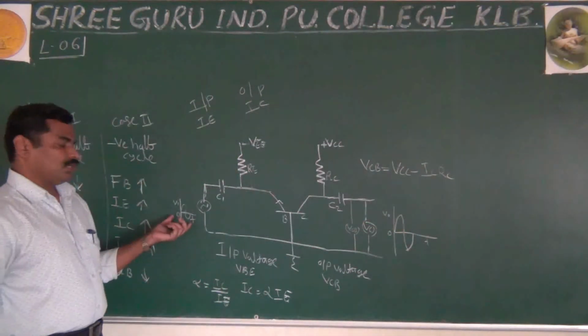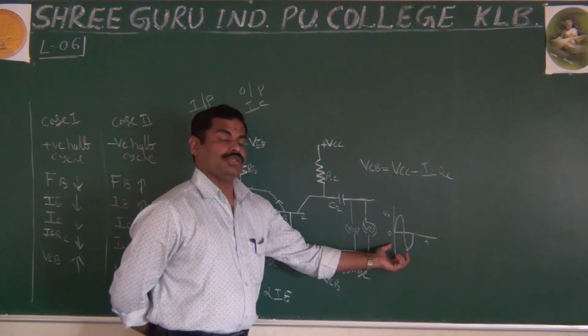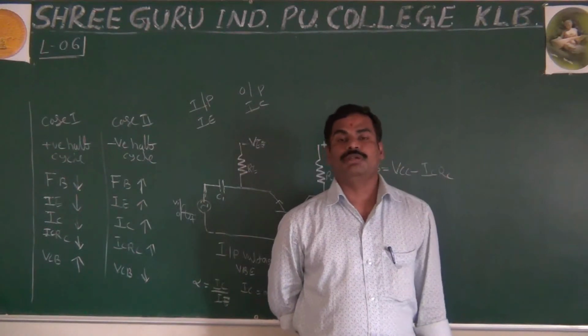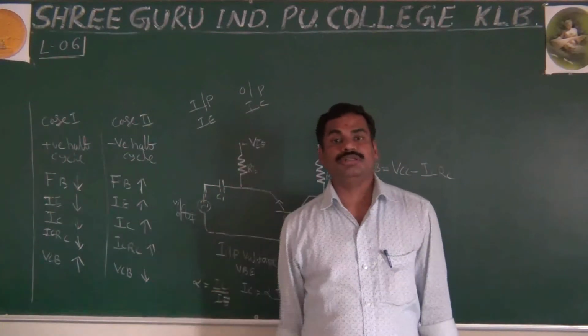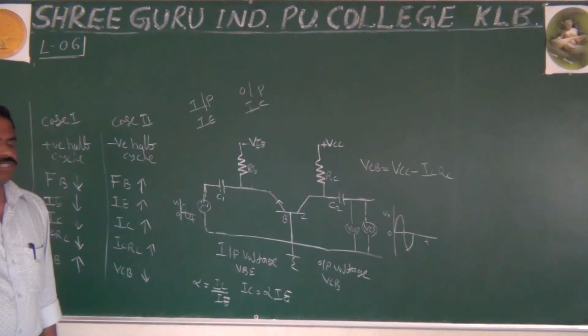For the negative cycle of the input voltage, the output voltage also decreases. It means in your common base amplifier, the input and output are in the same phase. This is about the importance of your common base amplifier.